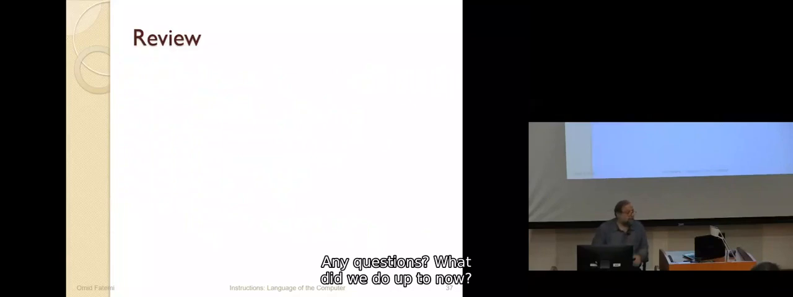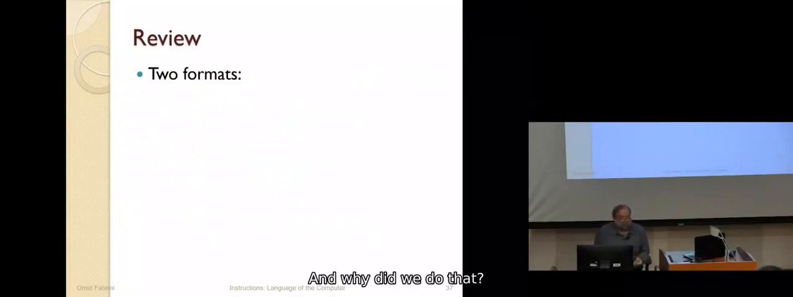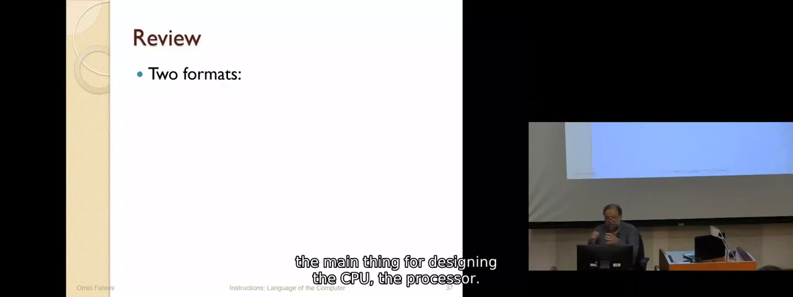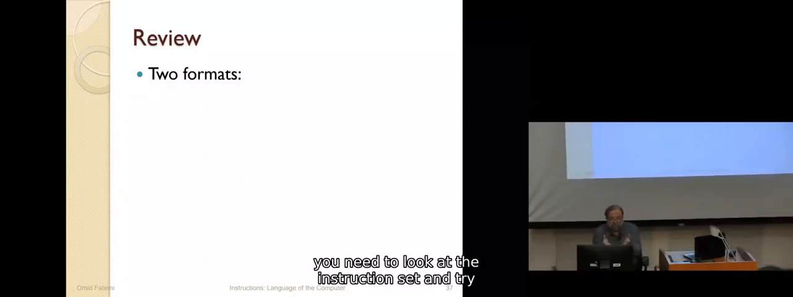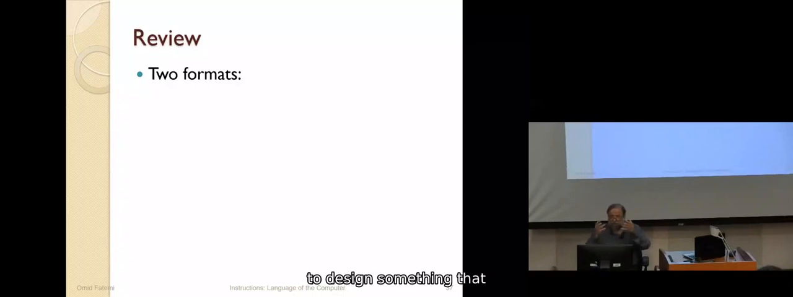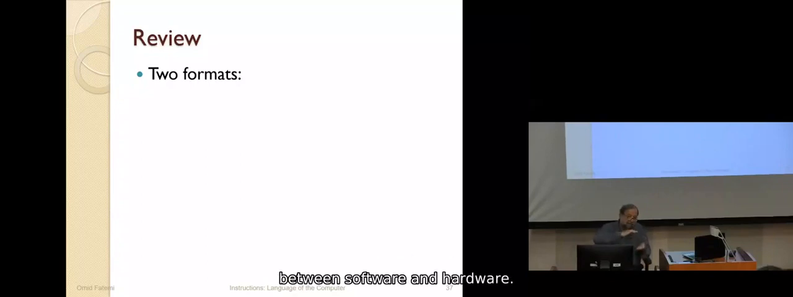Okay, I guess we were here. So any questions? What did we do up to now? We talked about instruction set architecture. And why did we do that? Because defining the instruction sets is the main thing for designing the CPU, the processor. When you want to have a processor, you need to look at the instruction set and try to design something that could execute those instructions. The instructions are the interface between software and hardware.